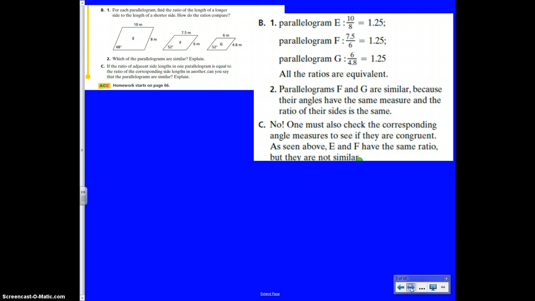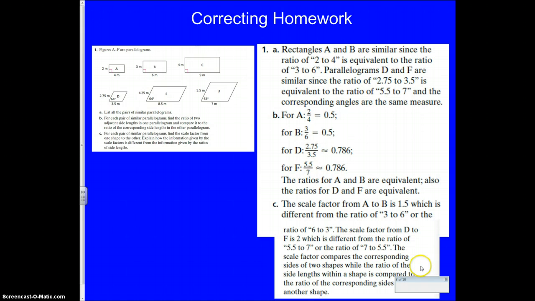Last night you had homework. Problem 1 was your first problem. I'm waiting for my smart slide to go forward. That's not a good sign, is it? There we go. Problem 1 was asking you to find all the similar parallelograms. Rectangles A and B were similar, with a ratio of 2 to 4 on their sides for A and 3 to 6 for B.